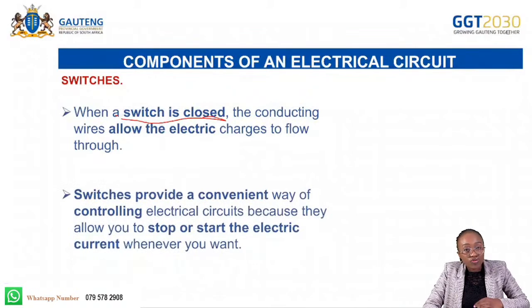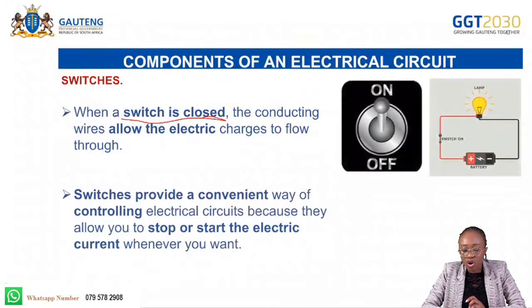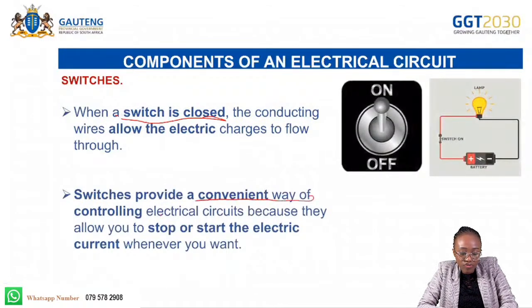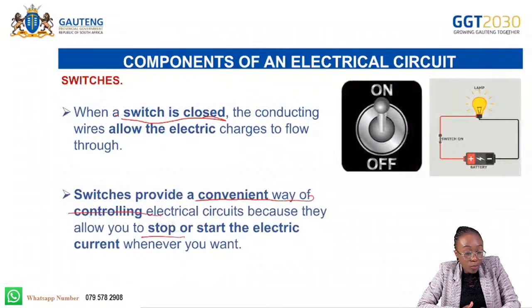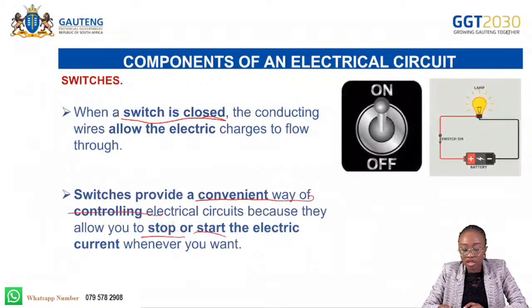So when the switch is said to be closed, the conducting wires are able to allow the electric charges to flow throughout the entire circuit. Switches are very good because they provide a very convenient way of controlling electric circuits, because they can allow us to stop or start the electric current whenever we want. You can switch on the light bulb in your house when it is dark, and you can switch it off during the day when you are able to use natural light to move around.